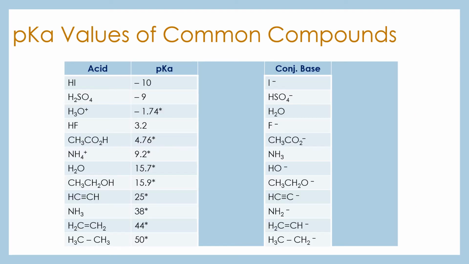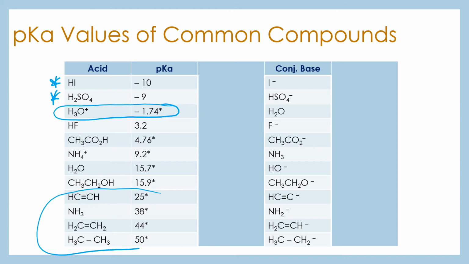So let's look at the pKa values of some common compounds. On this list, we have some of our strong acids: hydroiodic acid, sulfuric acid. Notice our strong acids have negative pKa's. And then hydronium is at negative 1.74. So anything that has a lower pKa than that is considered a strong acid, and everything that has a pKa higher than negative 1.74 is considered a weak acid, especially when you get onto this end, where they are very, very weak acids.